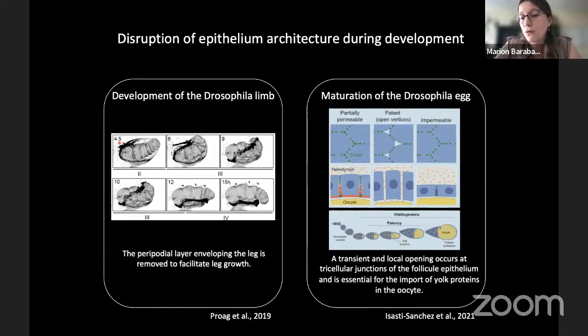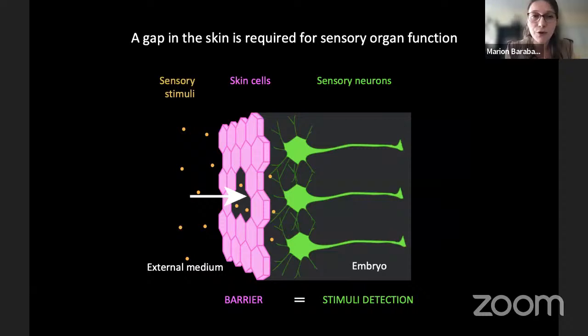So I have shown you two striking examples where the loss of integrity between skin cells is essential for development in those two systems. It's also important for other organs, such as sensory organs, because it makes sense for the sensory function to have a gap within the skin in order to access the sensory stimuli. Then the sensory neuron can be in contact with the sensory stimuli, and it's really important to have this gap within the skin.